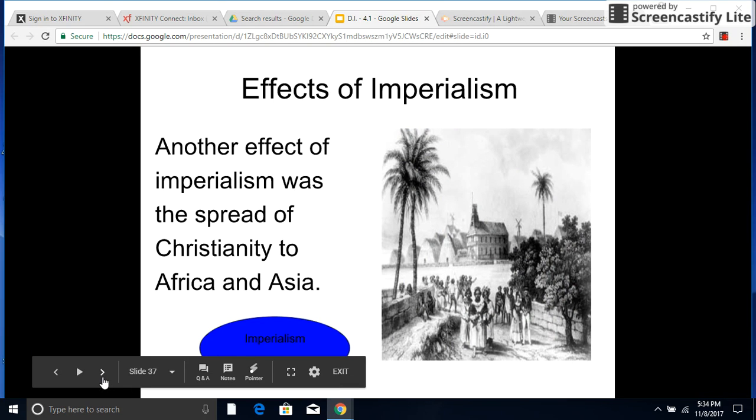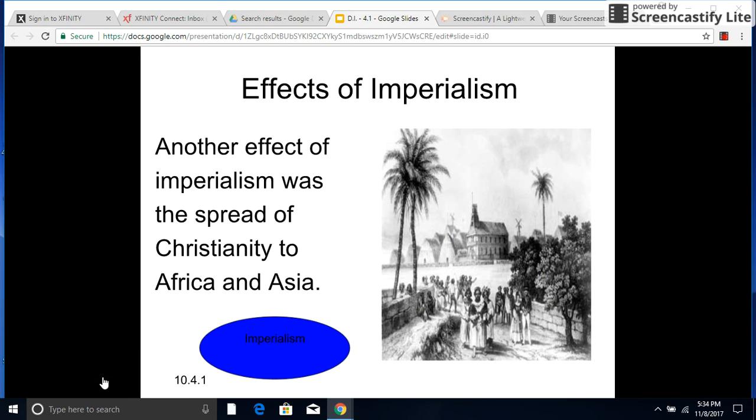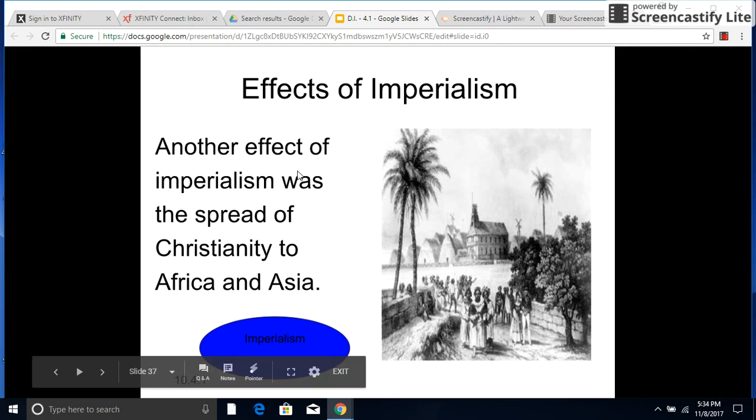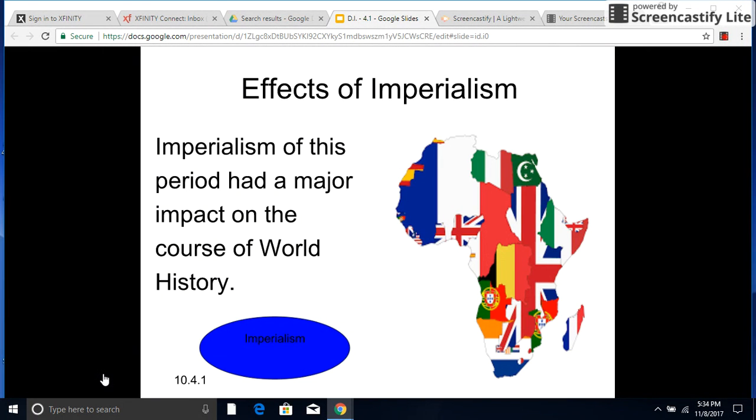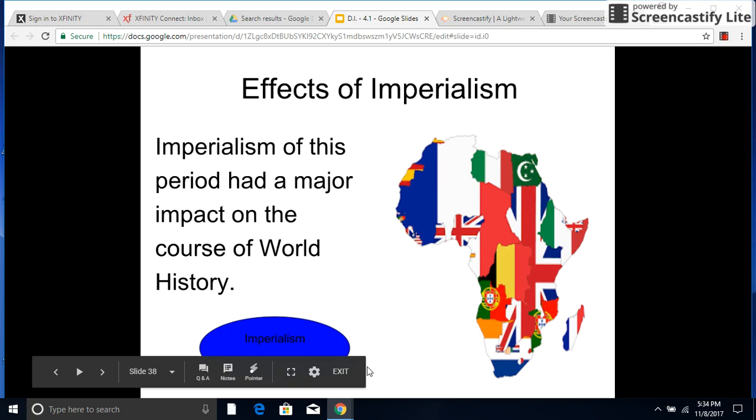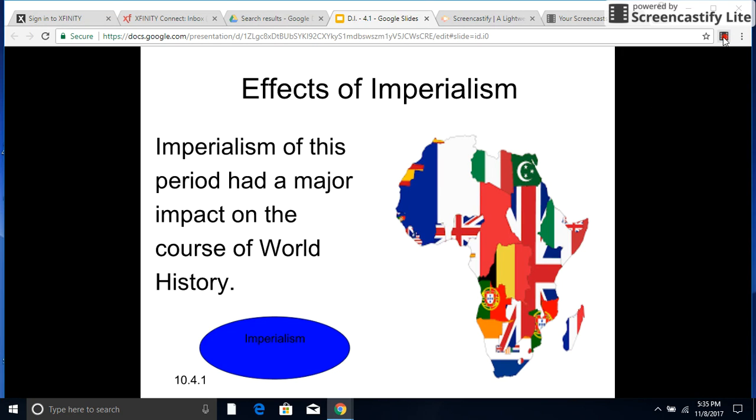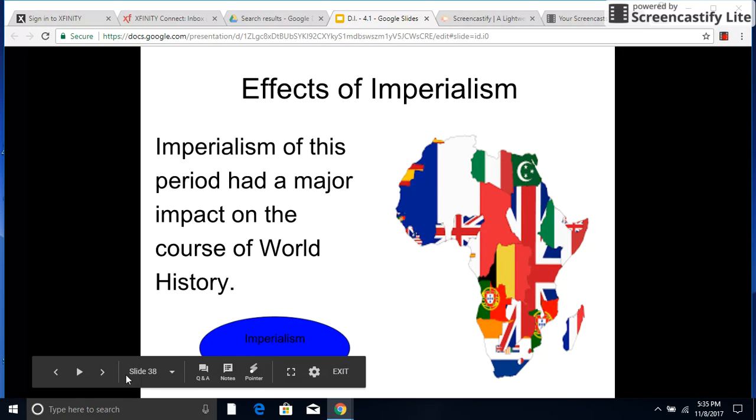Another effect of imperialism, as we discussed earlier, was the spread of Christianity to large parts of the world, especially Africa and Asia. Imperialism of this period had a major impact on the course of world history. And that's it for this section.